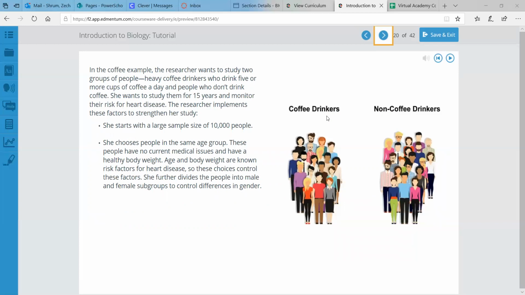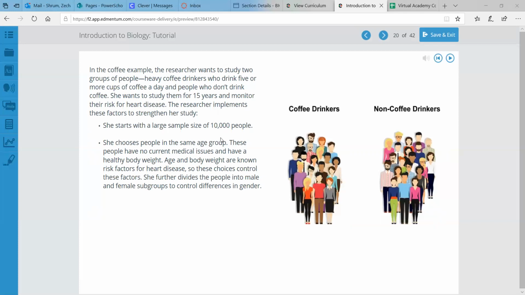But in this example, the researcher wants to study two groups. So we got the coffee drinkers and the non-coffee drinkers. So yeah, interesting looking bunch here. Also interesting. Yeah. So she wants to study them for 15 years and monitor their risk for heart disease. And she implements these factors. She starts with a large sample size, 10,000. So that is a pretty good size.